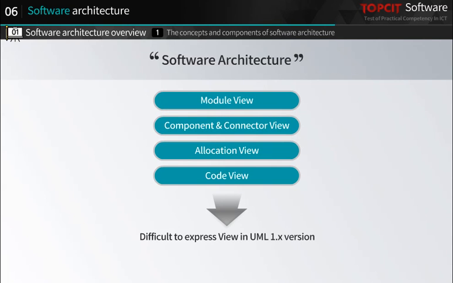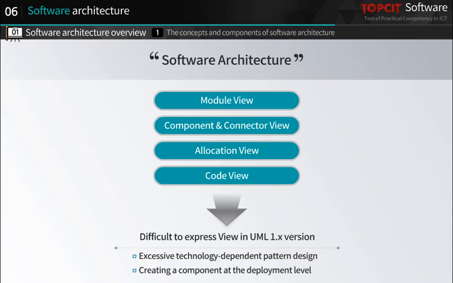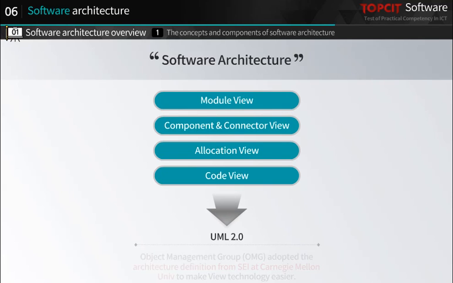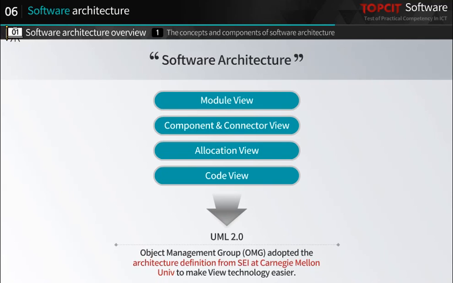In previous versions of UML 1.x, these views were difficult to represent. This is due to the design of excessively technology-dependent patterns or components mainly created at the deployment level. When building UML 2.0, OMG has much adopted the architecture definition from the Carnegie Mellon University SEI so as to make it easier to describe these areas.